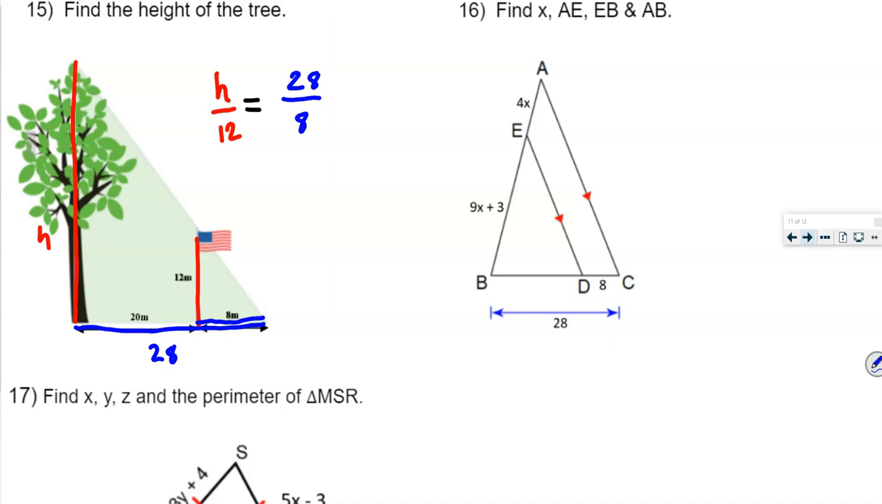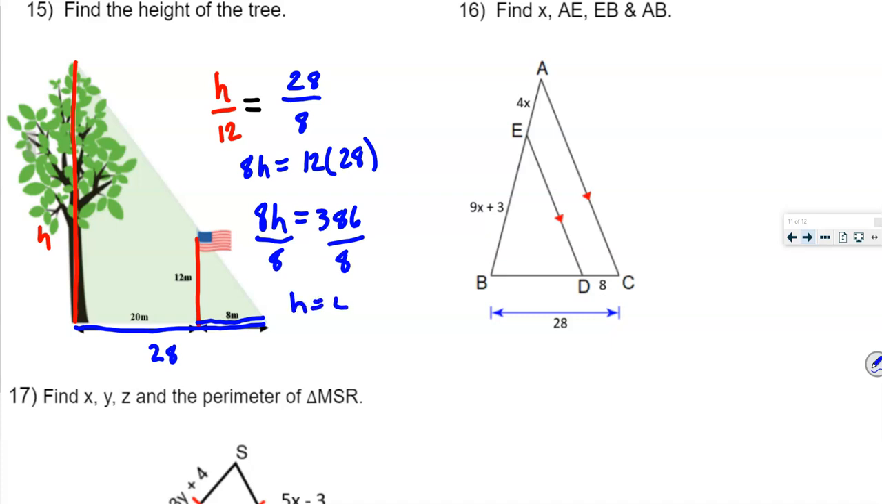So then we're just cross multiplying, right? So 8h equals 12 times 28. And I got 12 times 28 was 386. So 8h equals 386. Divide both sides by 8. So h here was equal to 42 feet, right? So remember, little triangle, little side, big triangle, big side. That's what you got to really, really, really remember here, okay?